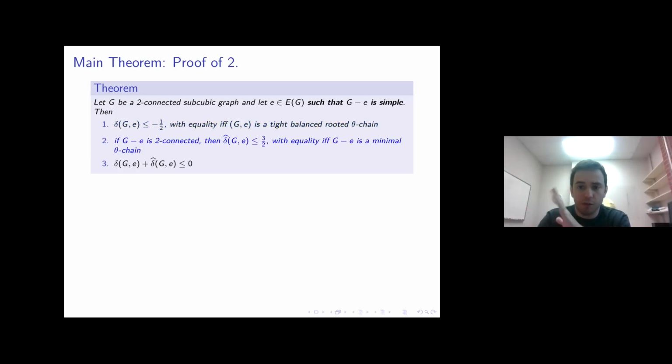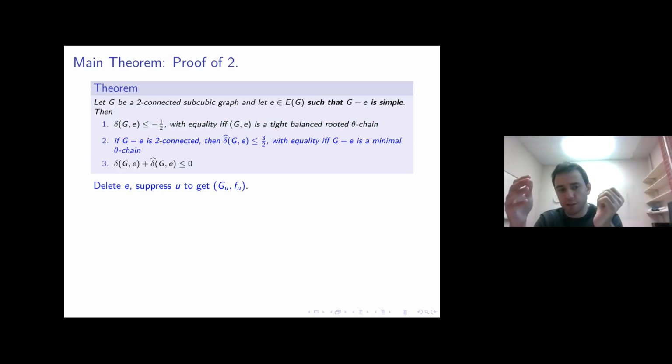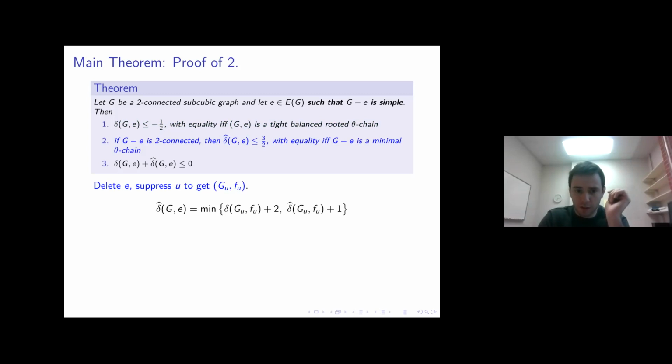For the second one, it's a little easier. The main idea is you want to now find a chain or find a spanning even cover that doesn't use the edge. So just delete the edge and suppress U to get GU FU. What I mean by that is now U is a vertex of degree 2. So suppression of that vertex, you just delete U and add an edge between its endpoints. And now you have two cases. Either you can path through the edge FU or you don't path through the edge FU.